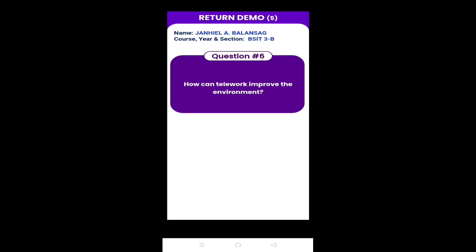Question number 6. How can telework improve the environment? There are 7 ways to improve teleworking. First is freshen up, keeping your routine despite rarely if ever leaving your home. And the second one is find a routine that works for you. And the third one is get up and move. And the fourth one is build a makeshift office. And the fifth one is reboot your equipment. And the sixth one is decide on a communication method that's not email. And last but not the least, adjust your approach to project management.